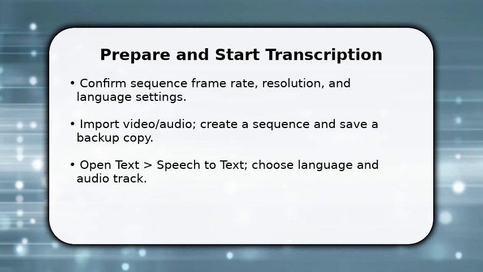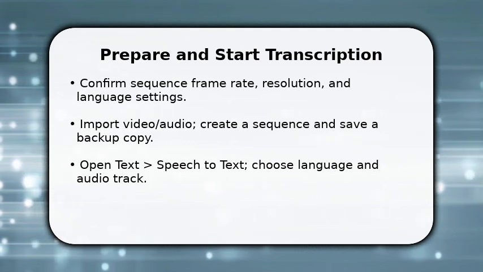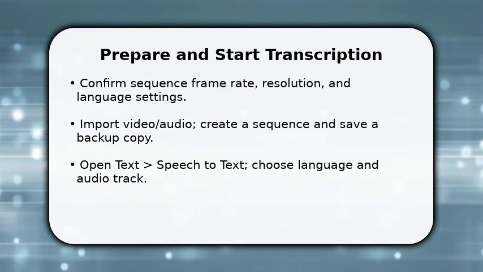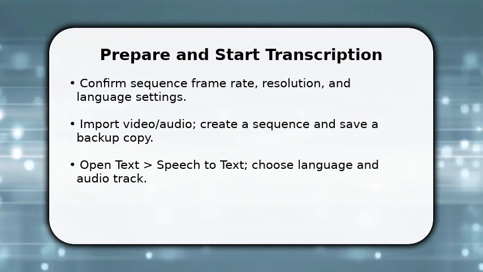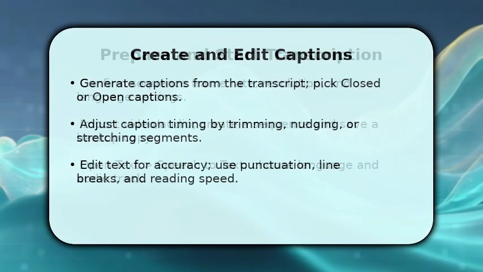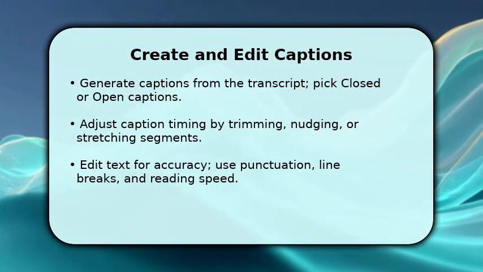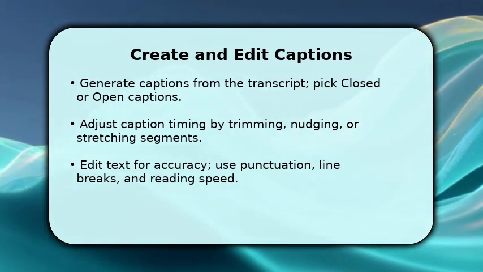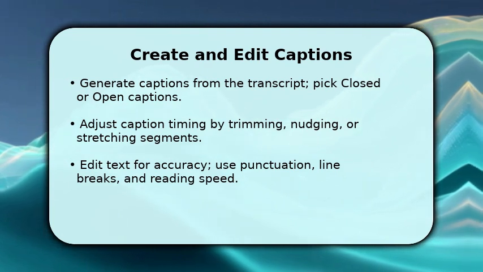Start the transcription. Premiere analyzes the audio and produces a transcript. This automated step saves time, but you'll still review and refine timing and text afterwards. Once the transcript appears, generate captions and choose closed or open format depending on delivery needs. You'll see caption blocks aligned to the transcript.